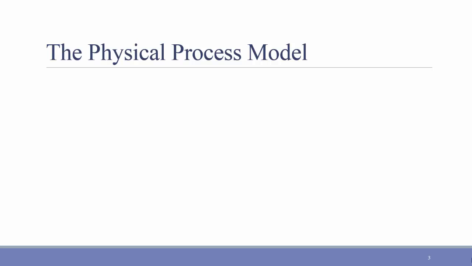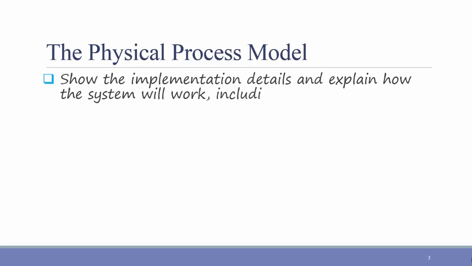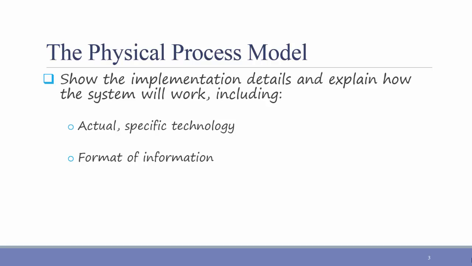Let's start with physical process models. Physical process models show the implementation details and explain how the system will work, including actual specific technology, the format of information, and human interaction with the system. In our logical process model, or our logical DFDs, we didn't specify whether any of the processes were performed by humans or machines, or if they were performed by machines, what type of technology would be used to implement them.